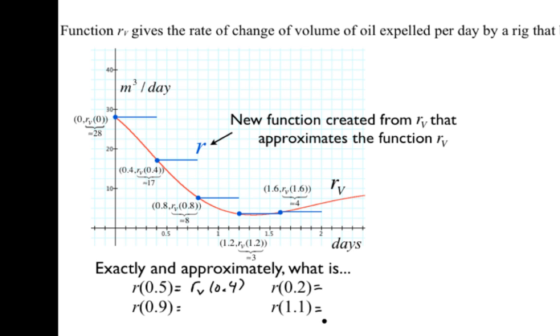So let's track it. Here, watch. So here's 0.5. We go up, and we want the y value of the new function r. It's this y value, which we got from r sub v of 0.4. Do you want to try the other three again? Keep working on the other three. Take another minute. Oh, and so then approximately what is r of 0.5? Approximately 17.